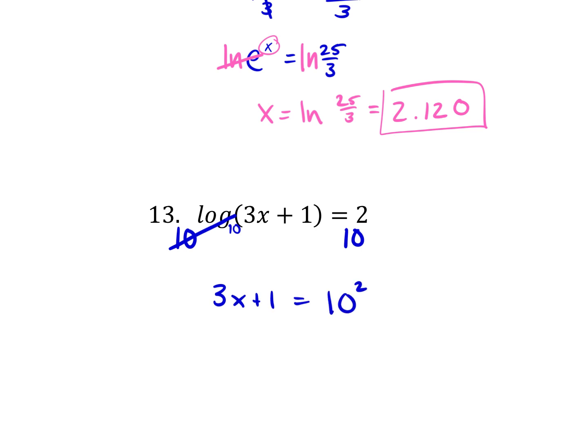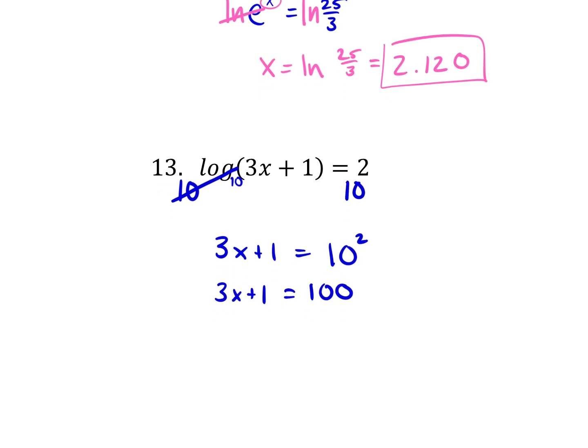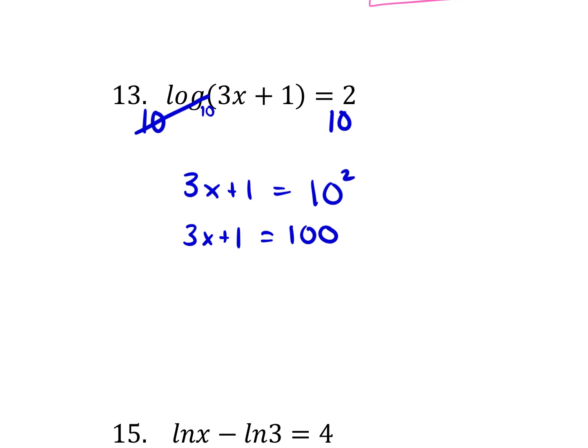Essentially what I'm doing is just putting it into exponential form. Starting with the base, switch the other two numbers. So 3x plus 1 is equal to 100. From here we just solve for x. Subtract 1. 3x equals 99. Divide by 3. X equals 33.